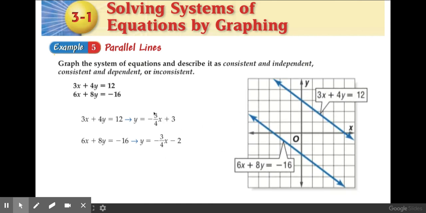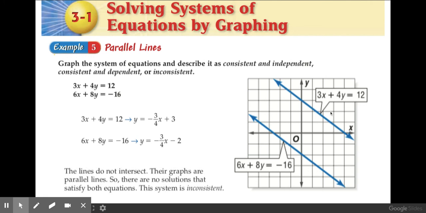Here's what I notice. Look at their slopes. They're exactly the same. They have different y-intercepts, so it puts them in different places, but they have the same slope, which means they're going to go in the same direction, which means they're never going to touch. If they never intersect and never touch, there is no x and y coordinate that's going to work for both equations. Therefore, since the lines do not intersect, their graphs are parallel lines, so there is no solution that satisfies both equations. This system is inconsistent. Inconsistent is when you have two lines that never touch because they're parallel. Therefore, there is no solution.